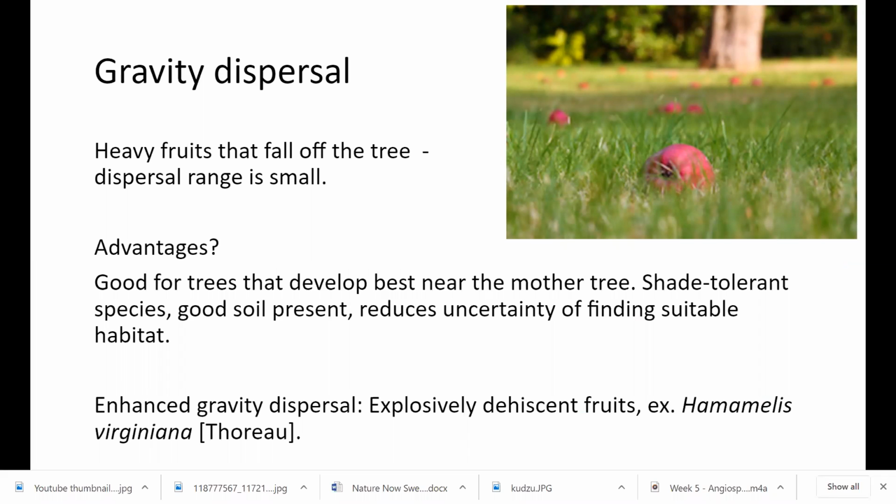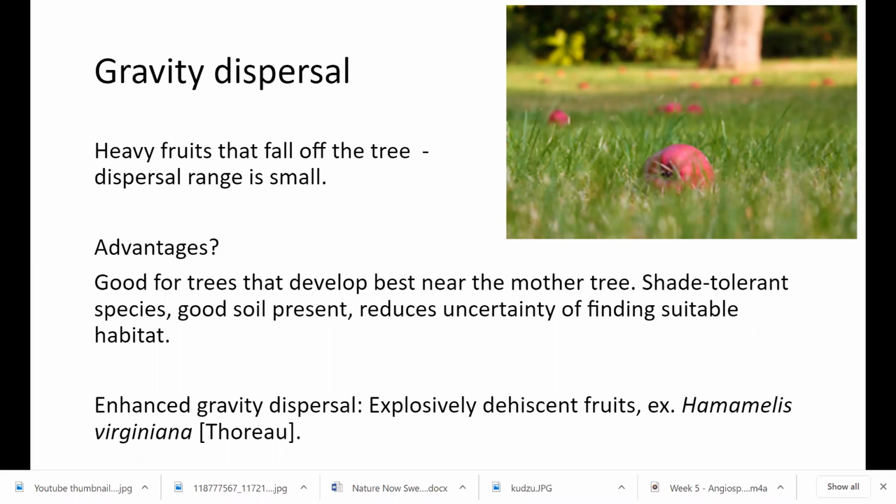And then, if you were widely dispersing, you could end up in a habitat that goes nowhere, right? So if my water dispersed fruit floats out to the ocean and that fruit type can't tolerate salt, well, then you've pretty much lost that seed. So you can also have enhanced gravity dispersal. So explosively dehiscent fruits like Hamamelis use gravity, but also use a little bit of explosiveness to get a little bit farther.